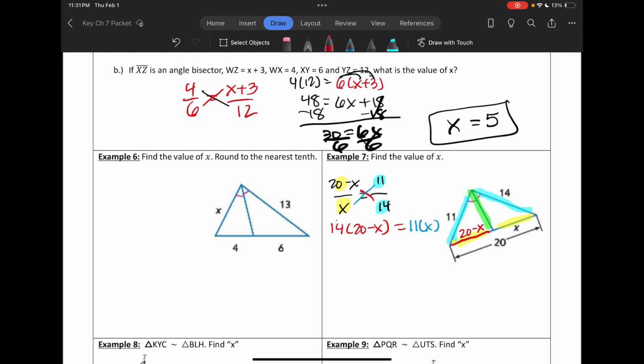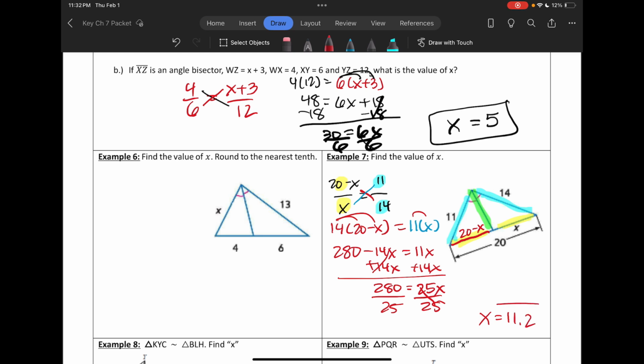And then we just work it out. If we end up multiplying this out, what we're starting with is 14 times 20. If we multiply that out, we get 280. And then 14 times negative x would give us negative 14x. And that's equal to 11x. From here, we'd add 14x on both sides. If we do that, we end up with 280 is equal to 25x. Last step here is divide both sides by 25. 280 divided by 25 gives us an x value of 11.2. Okay, so we found the value of x, it's 11.2.